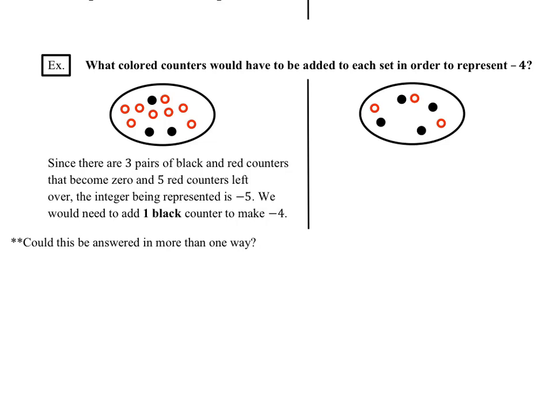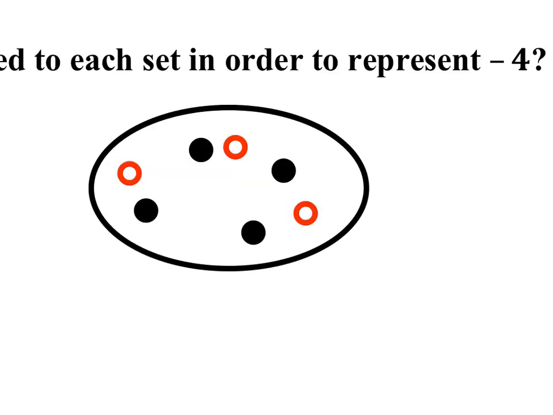Now this is a really good question. What colored counters would have to be added to this set to make it a negative 4? And it shows it here on the left. You can pause the video and read that. But for this set, what I would need to do is figure out how many 0 pairs there are first of all, because it's going to show us what cancels out, right? There's 1, 2, 3. Now if I wanted a total value of negative 4, I would need to pair this final positive remaining counter with a red one, right? So now that cancels out, but I want a total value of negative 4, so I'm going to need 1, 2, 3, 4 of these red counters. And now this has a total value of negative 4.